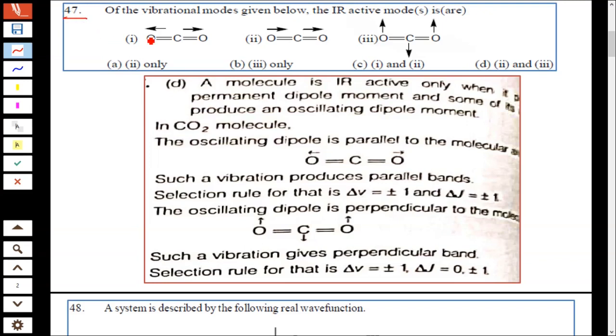Question number 47. Of the vibrational modes given below, the IR active modes are: there were given 3 modes of vibration of carbon dioxide, and you have to determine which is IR active and which is IR inactive. Here in carbon dioxide, the first one is a symmetric stretching. And this one is asymmetric stretching.